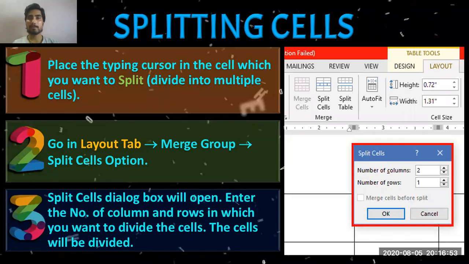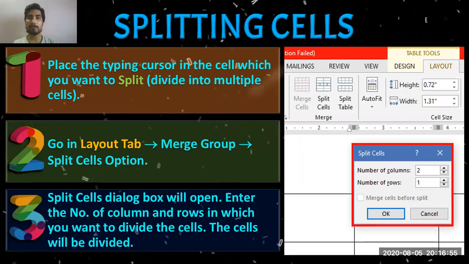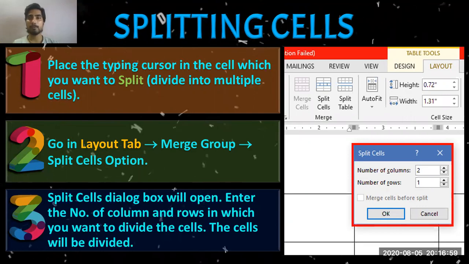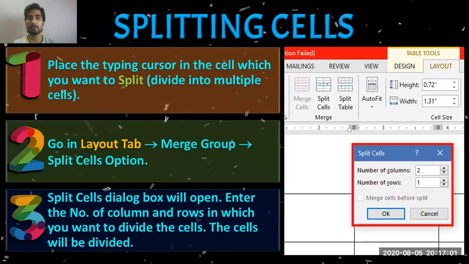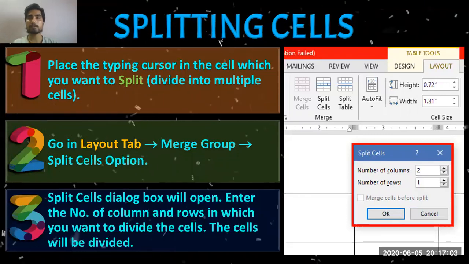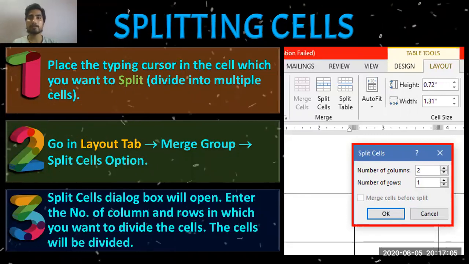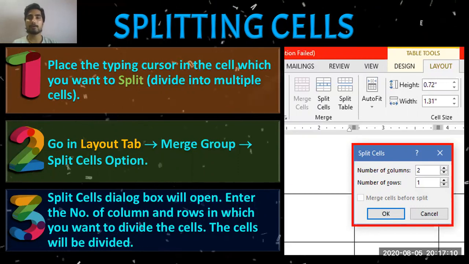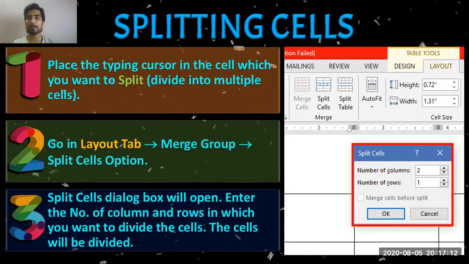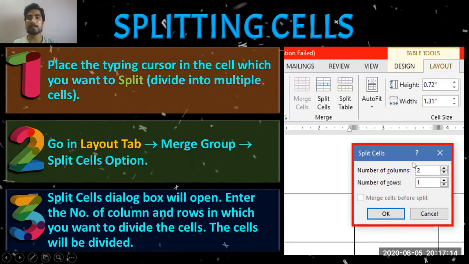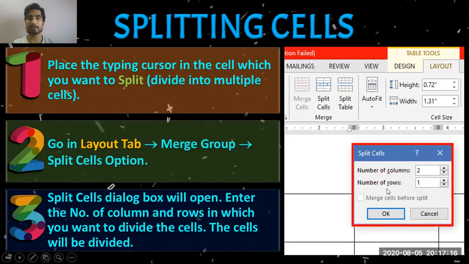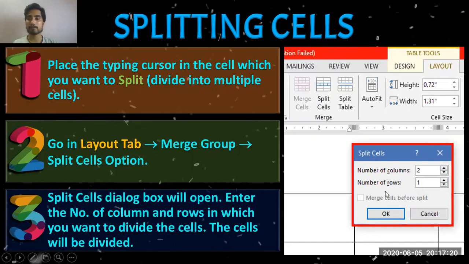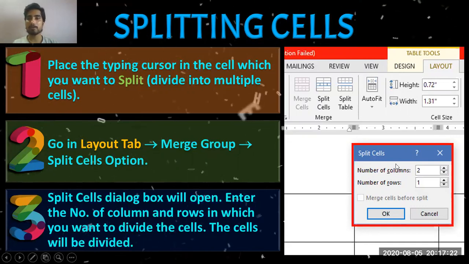The steps for splitting a cell: first, you need to place the typing cursor in the cell which you want to divide. Then you need to go in the layout tab, merge group, and just on the right side of the merge cells option you will get the split cells option. Click on the split cells option, and one dialog box will open, which you can see in the right side figure in the red box.